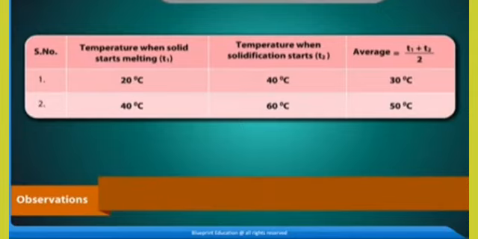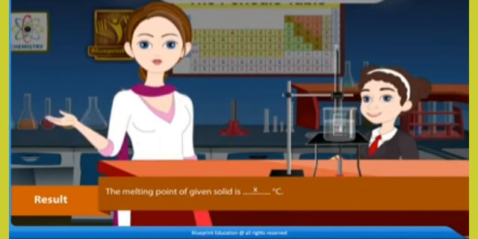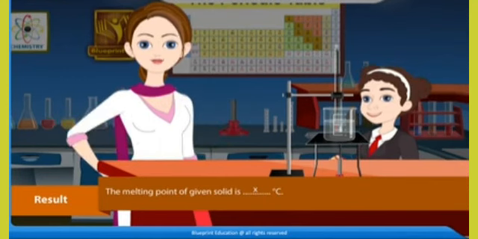Observations. Serial number. Temperature when solid starts melting, T1. Temperature when solidification starts, T2. Average is equal to (T1 plus T2) upon 2. Result: the melting point of the given solid is X degrees Celsius.